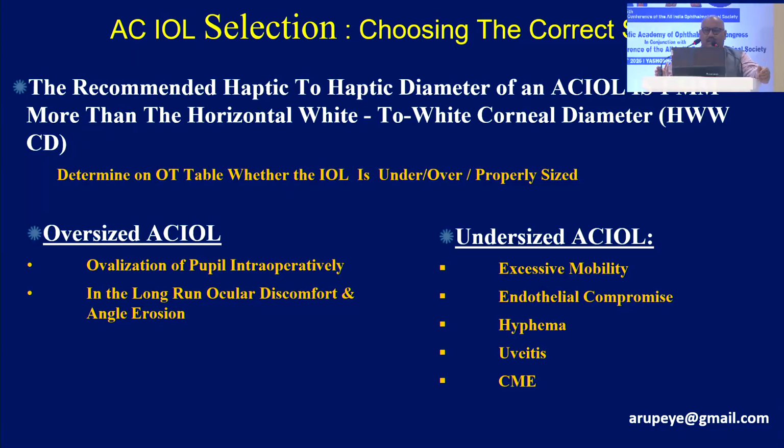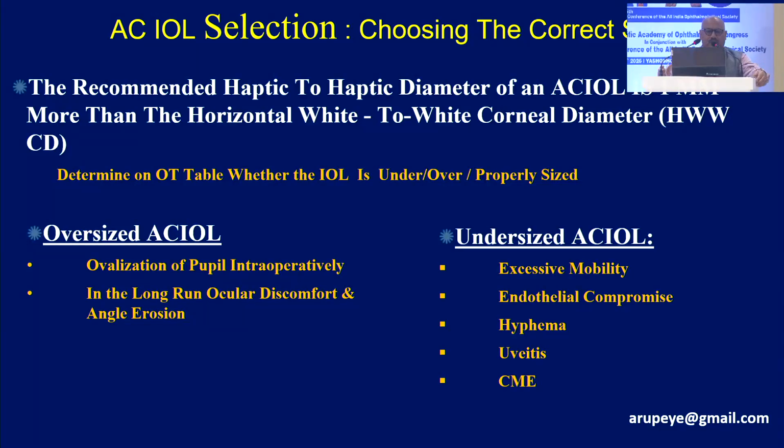Choosing the correct size is very important. Whenever we do optical biometry, you always get the horizontal white to white diameter. And we need to use a lens which is 1 millimeter more than the horizontal white to white corneal diameter. So this is a must. The standard AC lenses which we have in the inventory are up to 12.5 millimeters. If you're dealing with a very small cornea or a large eye, you need to ask the company to provide additional inventory, in case you have a PC rent and no other options. This is the backup lens, which if not used can always be returned to the company.